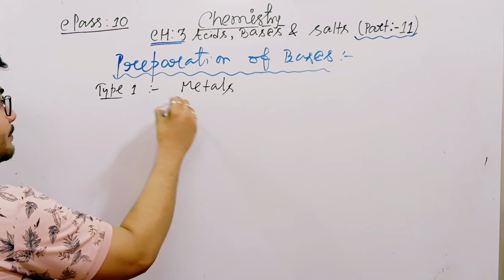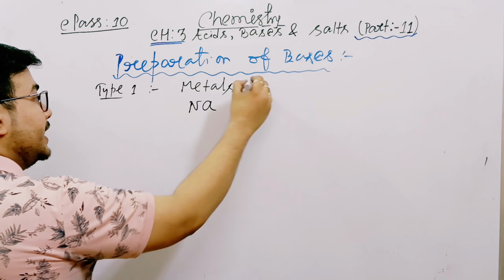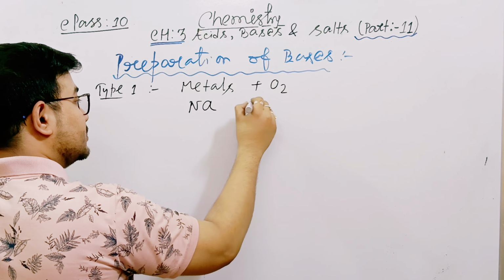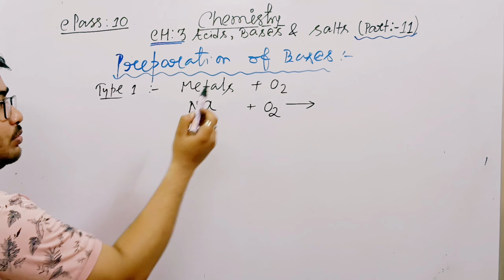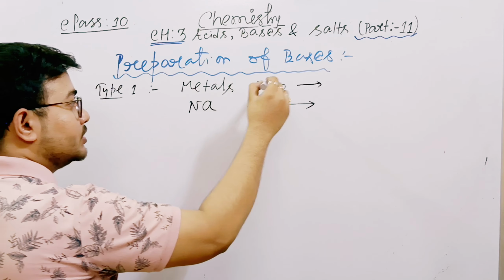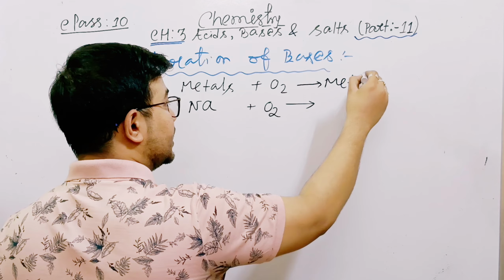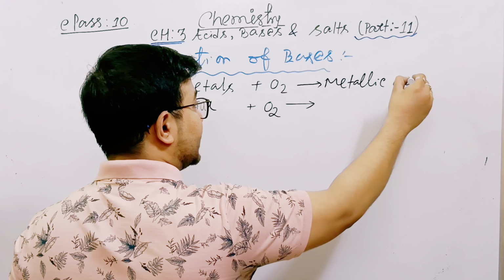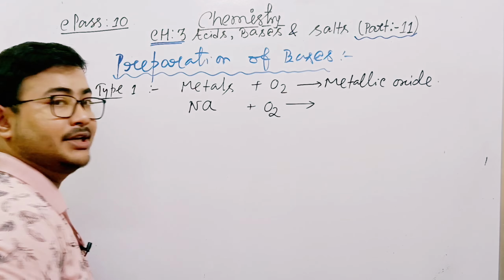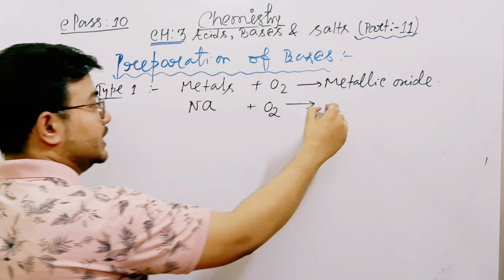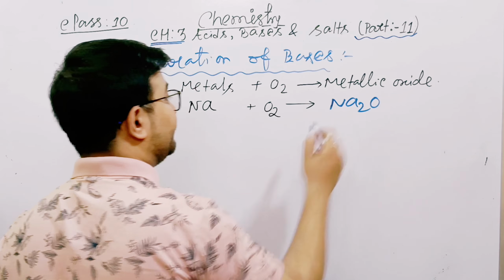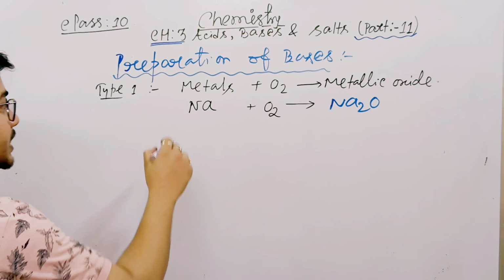So look at the board. Suppose metal, sodium. When any metal reacts with oxygen, write down the oxygen. So what is the product? Metal, oxygen, so your answer is metallic oxide. What is the formula of metallic oxide? All of you know the crisscross method. So Na2O.